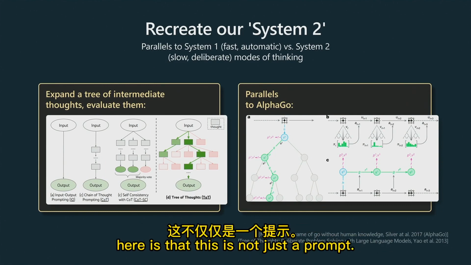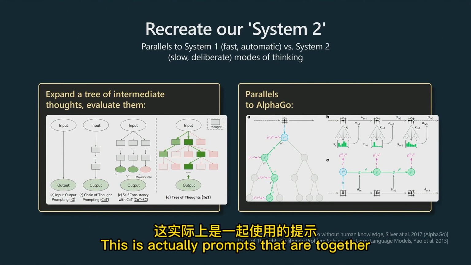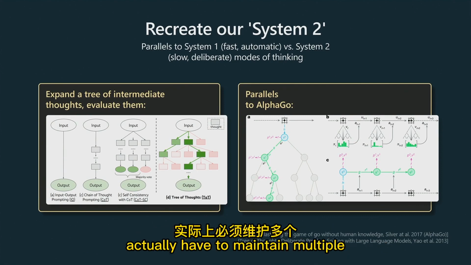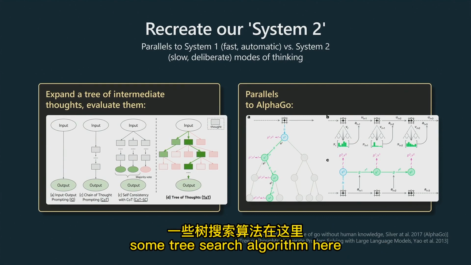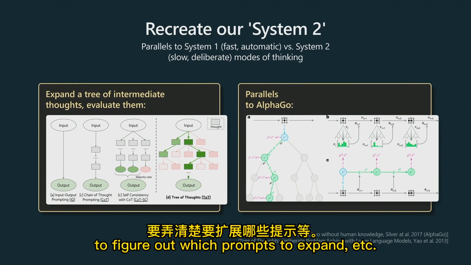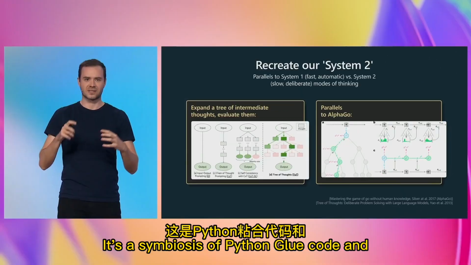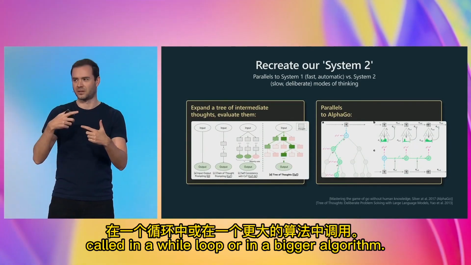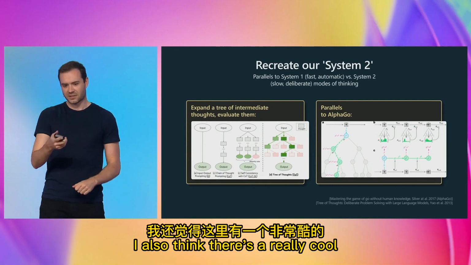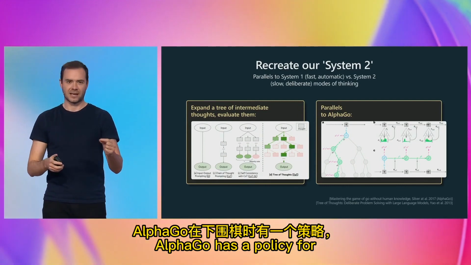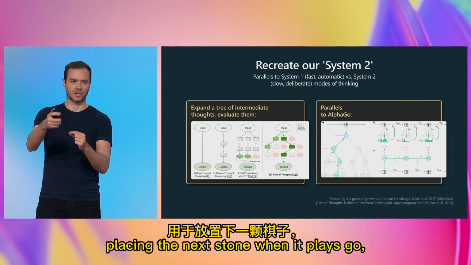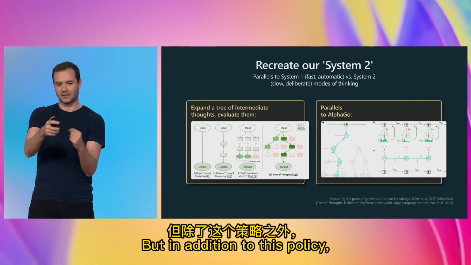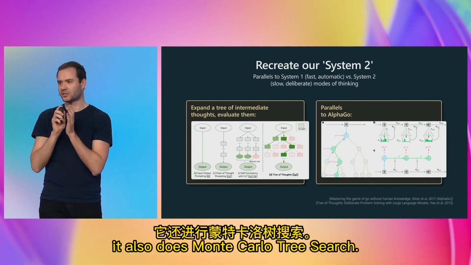Now, one thing I would like to note here is that this is not just a prompt. This is actually prompts that are used together with some Python glue code, because you actually have to maintain multiple prompts, and you also have to do some tree search algorithm here to figure out which prompts to expand, etc. So it's a symbiosis of Python glue code and individual prompts that are called in a while loop or in a bigger algorithm. I also think there's a really cool parallel here to AlphaGo. AlphaGo has a policy for placing the next stone when it plays Go, and this policy was trained originally by imitating humans. But in addition to this policy, it also does Monte Carlo tree search.